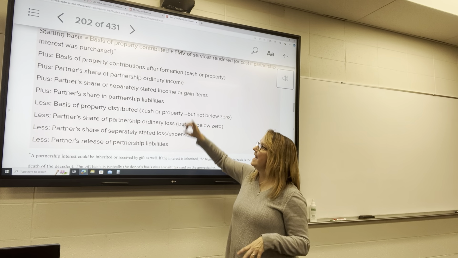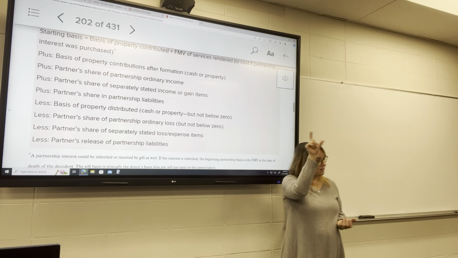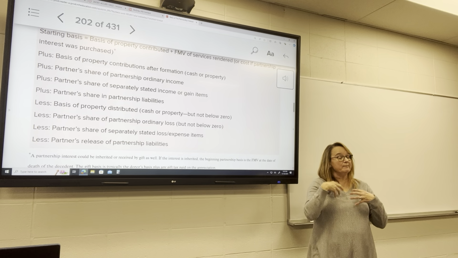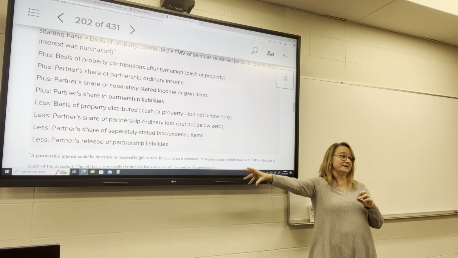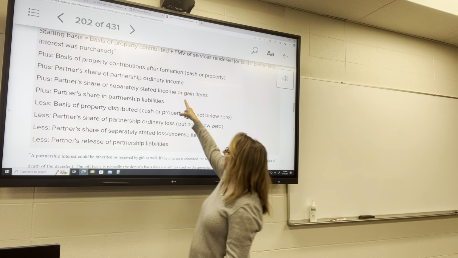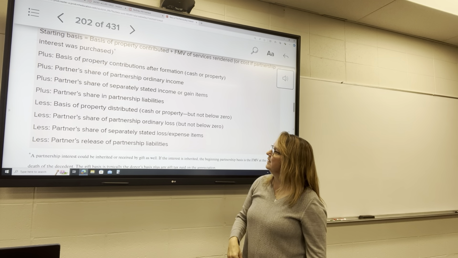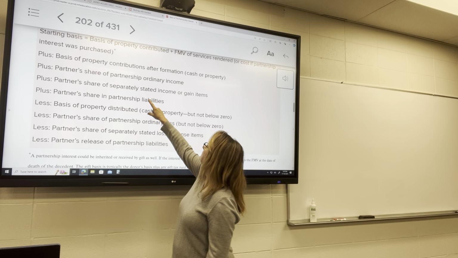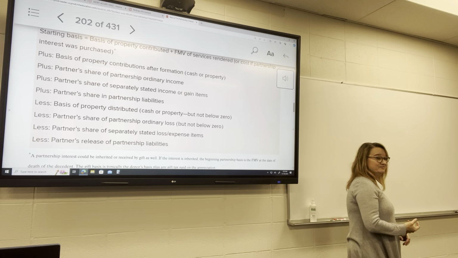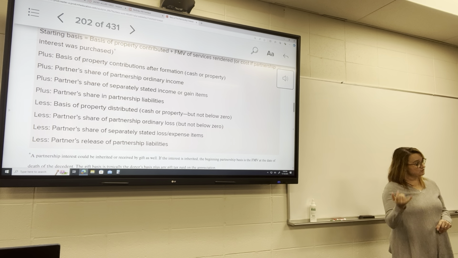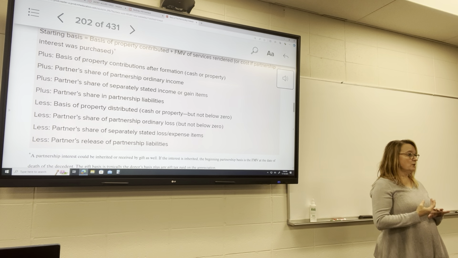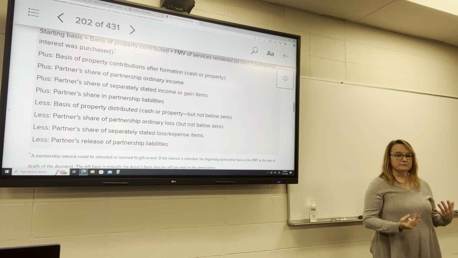Then we're going to add our ordinary income, so that box 1 ordinary income on our K1. Remember, our K1 is going to look different from somebody else's K1. It's all on an individual basis. We're going to add what's in box 1 on the K1, plus our separately stated income or gain items. So if we had dividends, that's going to add to our basis. If we had capital gains, short-term or long-term, that's going to add to our basis as well.